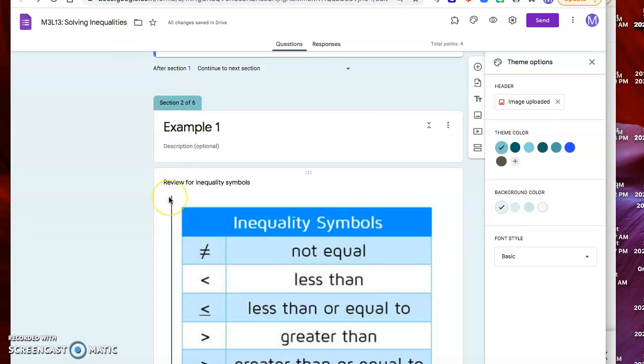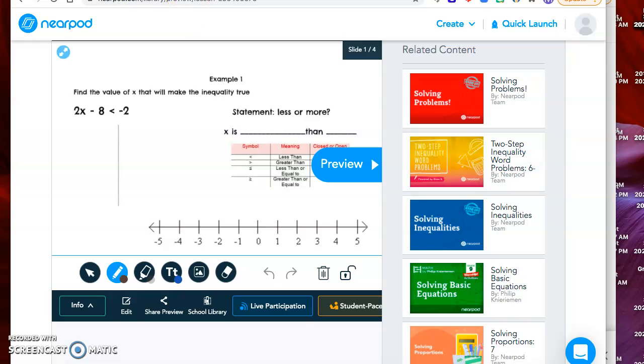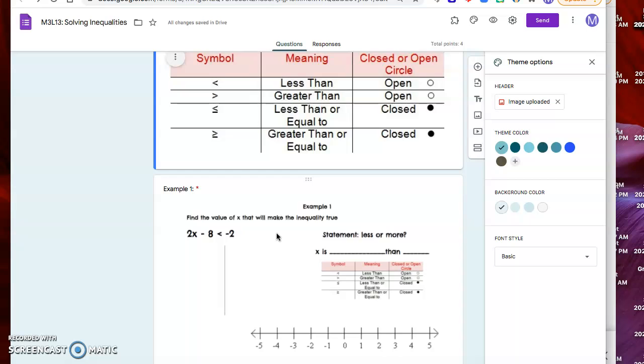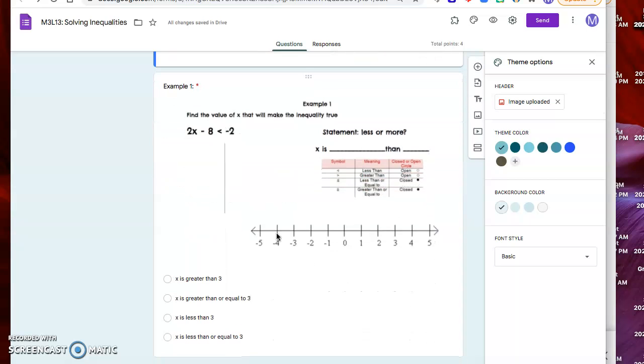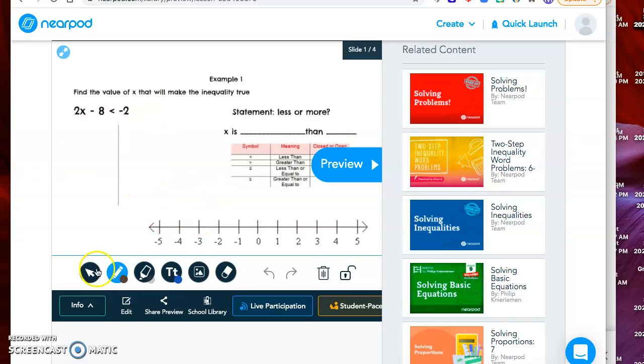Alright, hey 7th grade. So today, you have to make sure for this classwork that you have your Google form and you have your Nearpod side by side. Because as said in the classwork, if you do not show your work, you will not get credit. So if you put your answer to the question here, that's fine as long as you show me how you got that answer here.